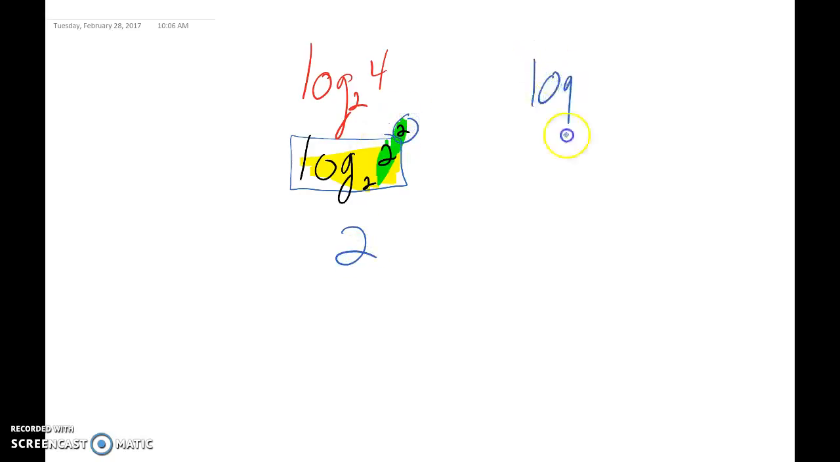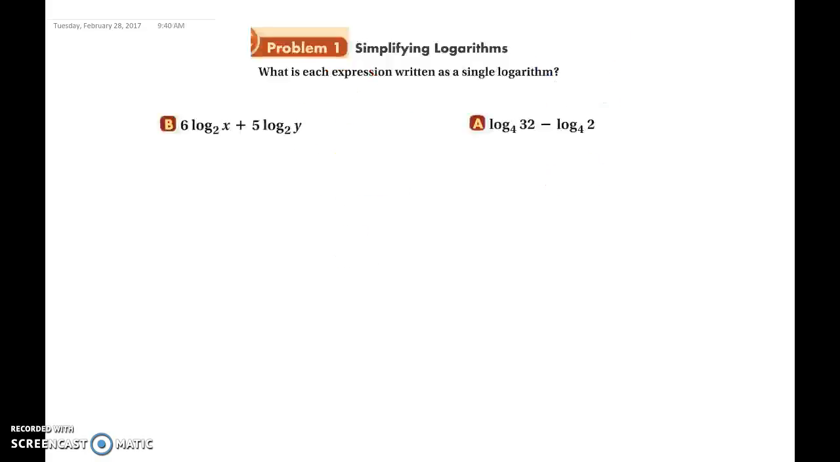So if we have log base 5 of 5 to the 3rd power, the log with the base of 5 and the exponential with the base of 5 will cancel each other out, and our answer would just be 3. That's needed for the next video, not so much for this one, but it's another property I want to go through with you, just so that you knew it. All right, so let's go ahead and start solving some problems. We want to simplify these as a single logarithm.